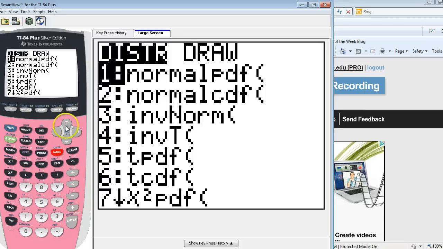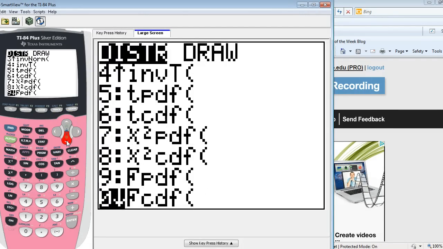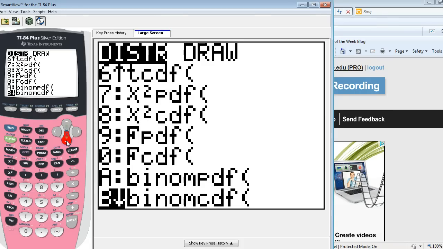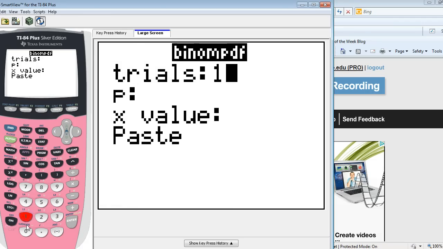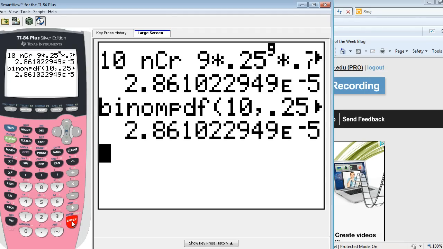If we take a look down here towards the bottom, we have 2 options for binomial. One is a binomial probability distribution function, and one is a binomial cumulative probability distribution function. This would add up the probabilities from 0 up to a certain number of successes. But here we want to know the probability of getting exactly 9 matches out of 10 trials. So we have 10 trials, the probability of success is 0.25, and the number of successes is 9. All right, let's see if we get the same result, and we do.